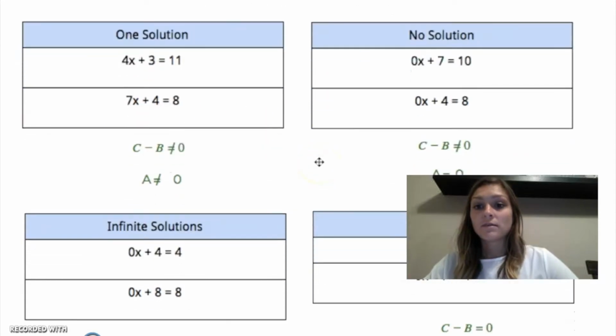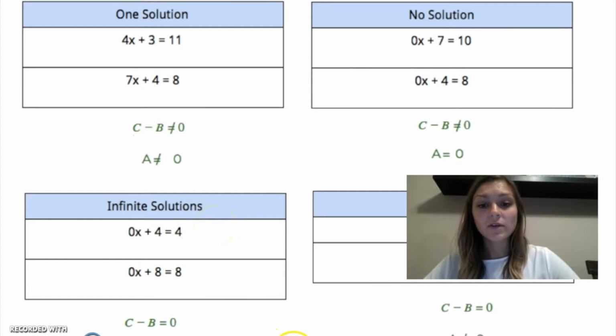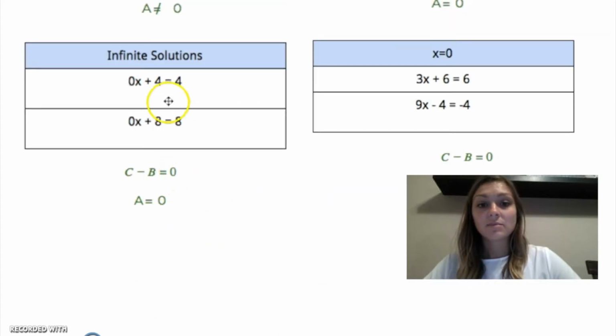In our no solution, we've got a similar idea here, that c minus b does not equal 0 in both of these cases, but a does equal 0. And when this happens, a no solution will occur. Our infinite solutions, we'll see here c minus b does equal 0, and a also equals 0. And finally over here, we've got c minus b equals 0, and a does not equal 0 will give us a value of x equals 0. These are going to be really important patterns to recognize as a class together before you launch into your program.